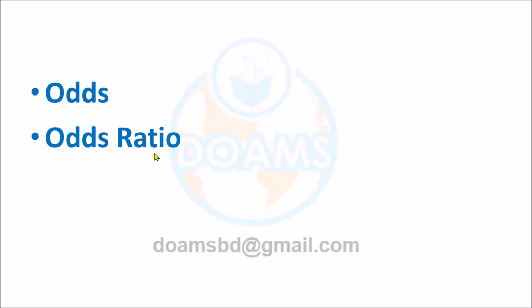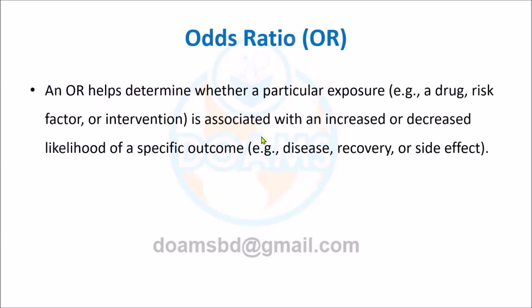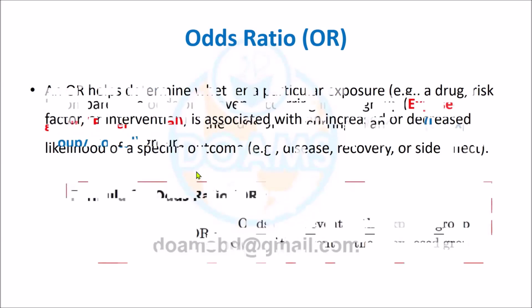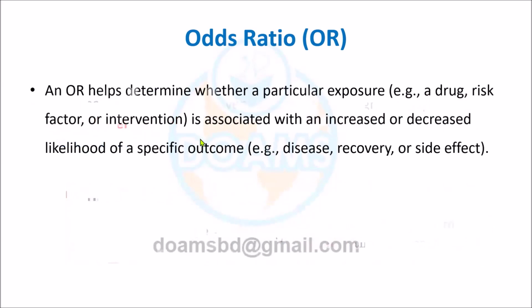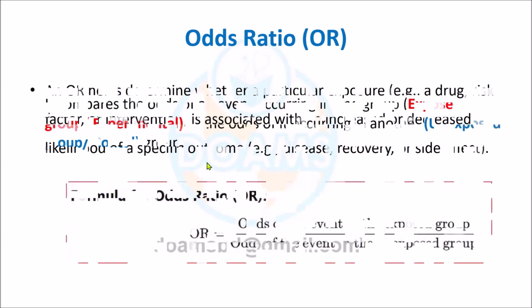You understand now the ratio means there is a numerator and denominator. But in the odds also, it is a matter of ratio, denominator and numerator. What does it mean? I will give you the example, then you will understand. Odds ratio means whether a particular exposure is associated with increased or decreased likelihood of a specific outcome. It is just an understanding of the word, whether particular exposure and outcome issues.